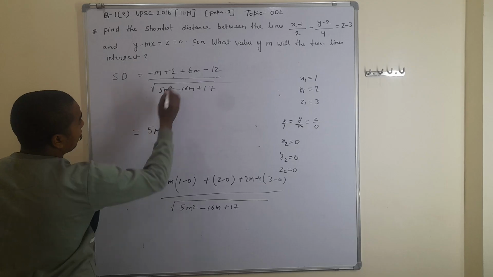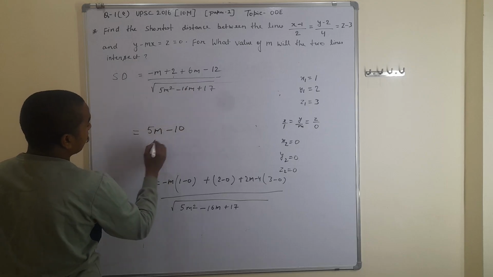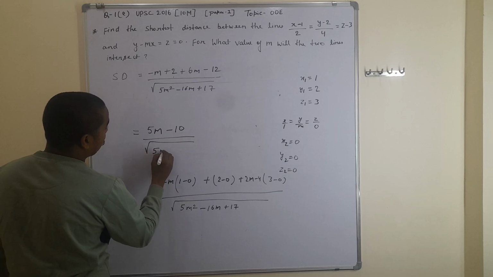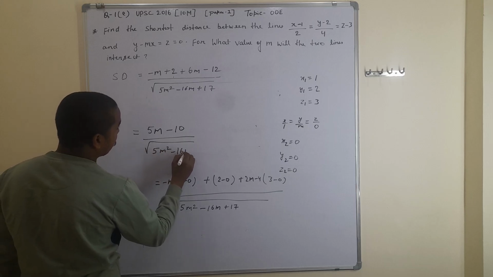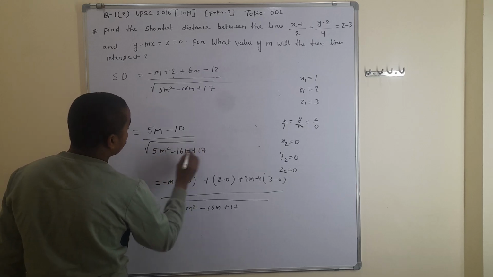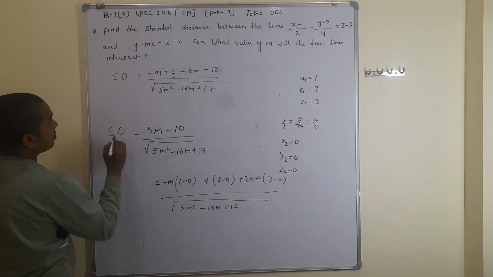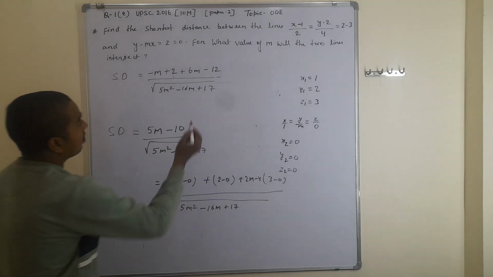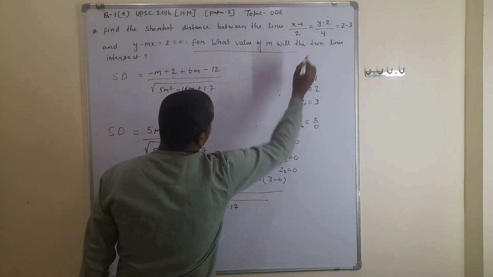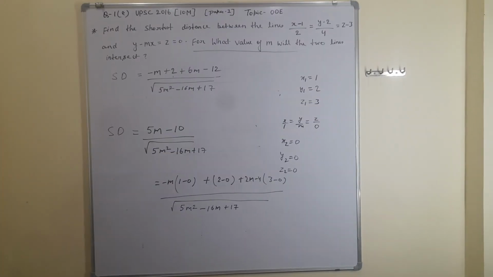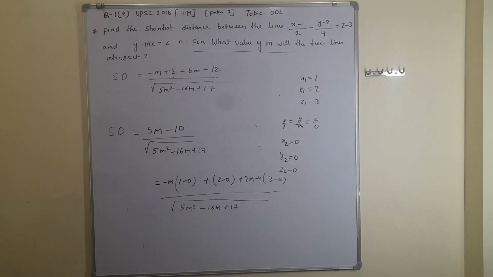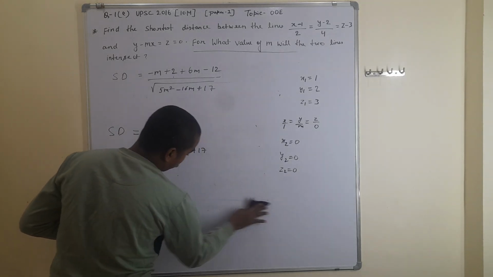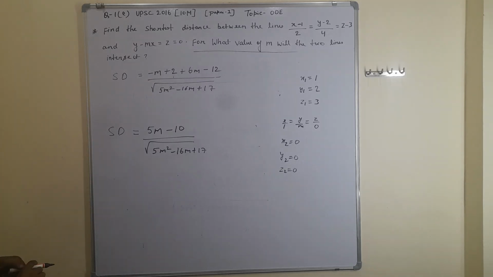That is (5m minus 10) upon under root 5m squared minus 16m plus 17. This is the shortest distance between the two lines. Further, it is asked in the question, for what value of m will the two lines intersect. If the two lines intersect, then the shortest distance becomes 0. So further we have to proceed.